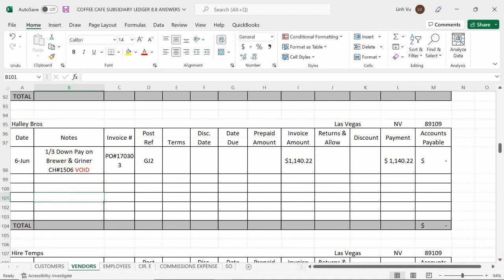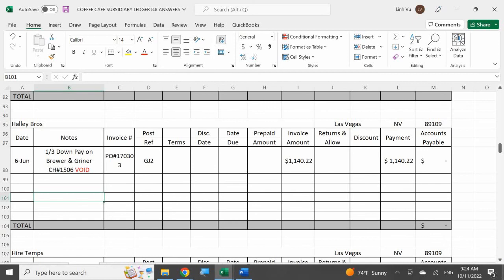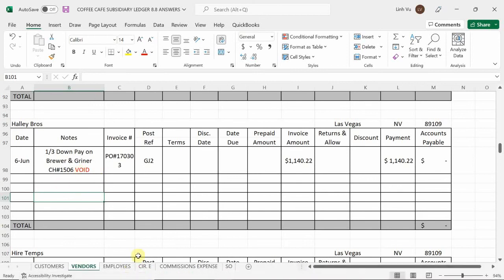You don't need to zero anything, because at the end of the day, you still don't even owe Hallie Bros anything anyways. So in this case, I can go ahead and leave everything the way it is. I'm only putting in that void just to ensure that I am voiding this transaction.